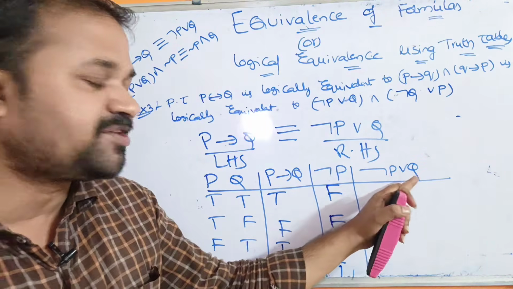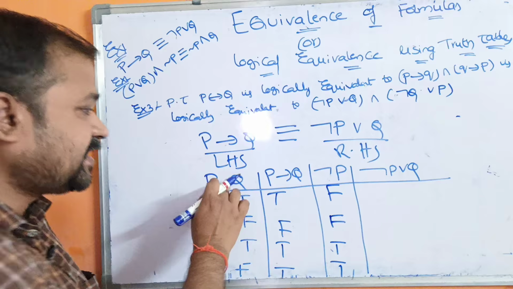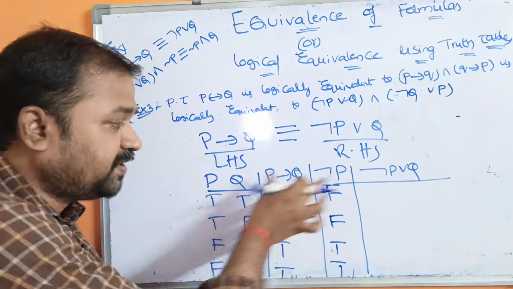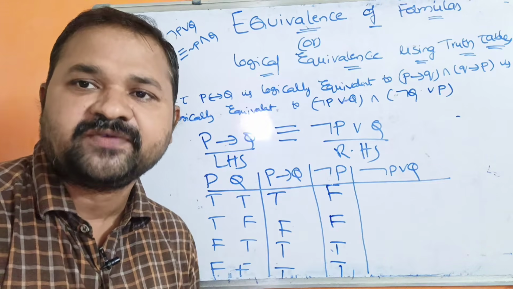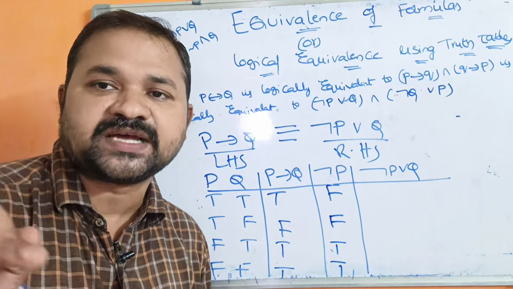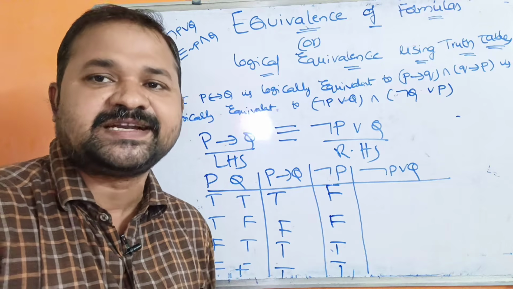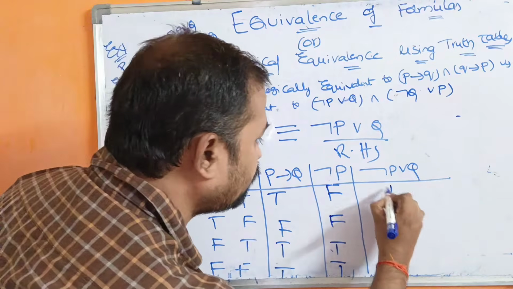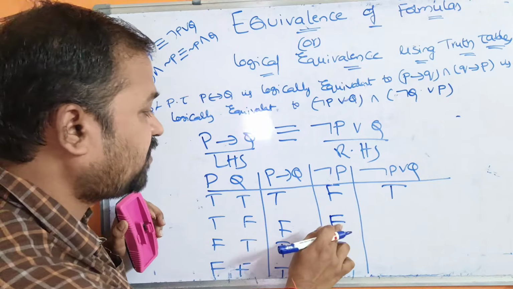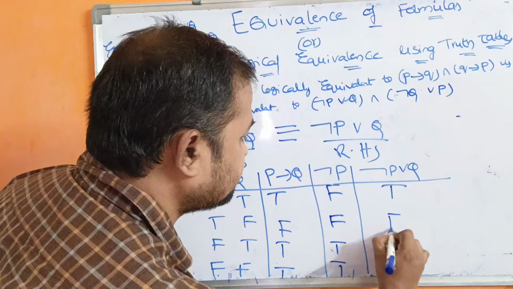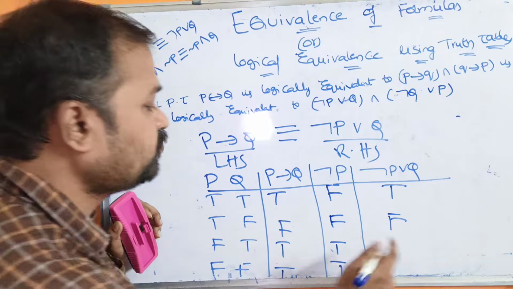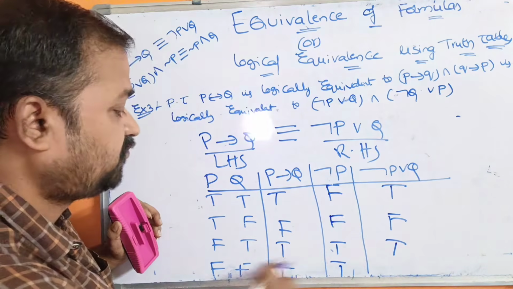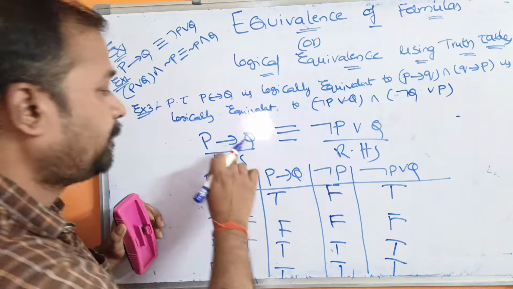Next, we have to calculate negation P or Q. So on the second column and the fourth column, we need to perform the OR operation. We know what OR is. When both propositions are false, the result is false. Otherwise, the result is true. So true, false means true. False, false means false. True, true means true. False, true means true. P implies Q.